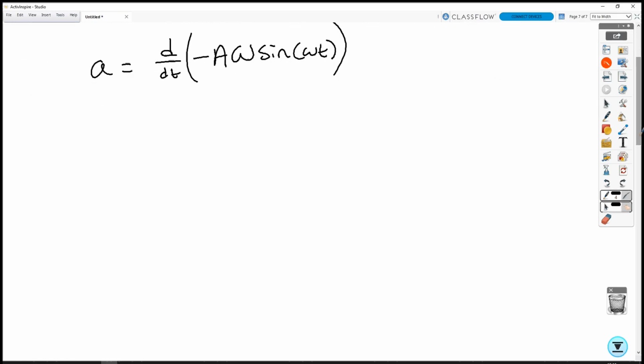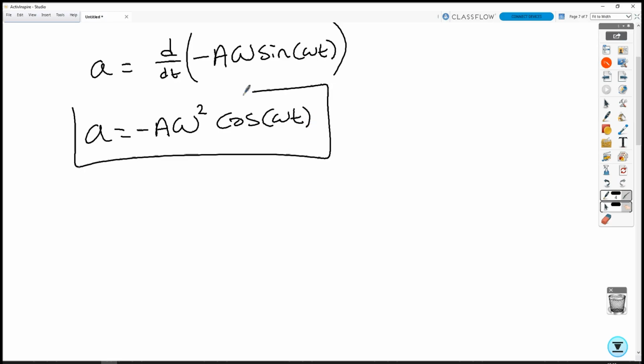So again, a and omega are constants. So the minus a omega, we put that to the side. When you differentiate sine, you get cos, and then we apply chain rule. Omega t becomes omega. Multiply that to the outside. So we get a equals minus a omega, and then remembering the omega that just came out of the chain rule, it's omega squared cos omega t. Put a box around that.